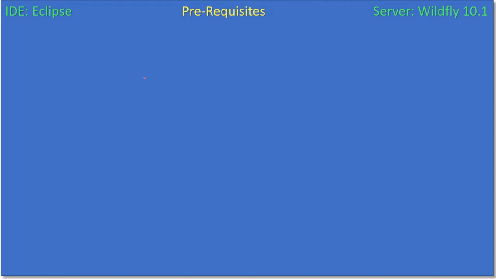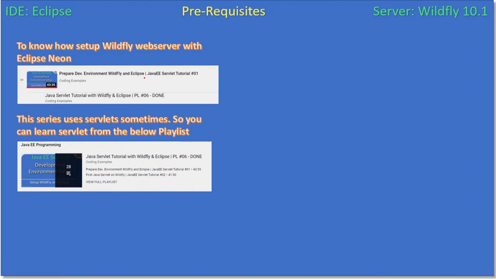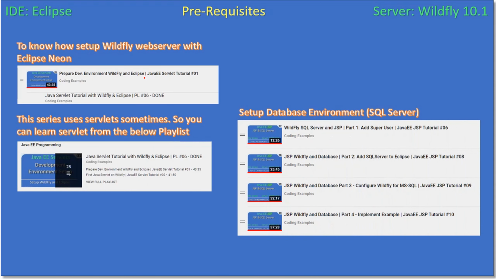So let's have a quick preview. These are all the prerequisites. To go ahead with this example, you need Eclipse Neon, Wildfly, and some basic knowledge of servlets. After that, you need a database setup. Why? Because here we read the data from the database. The custom tag is for displaying the book titles.